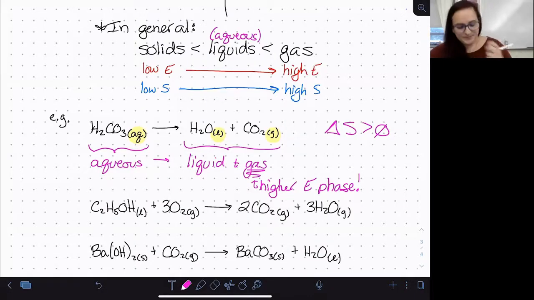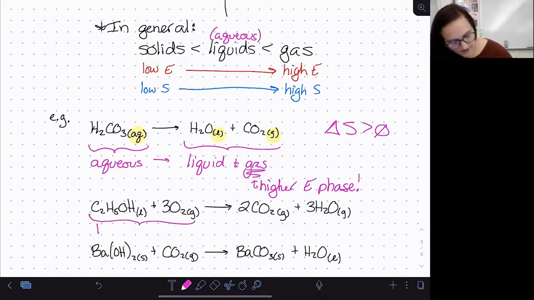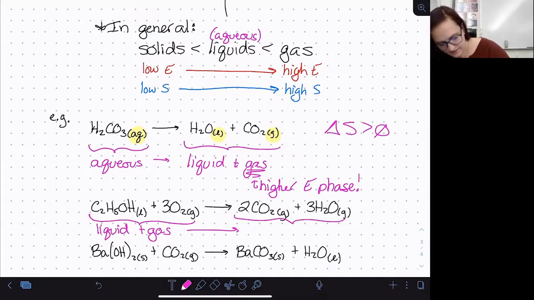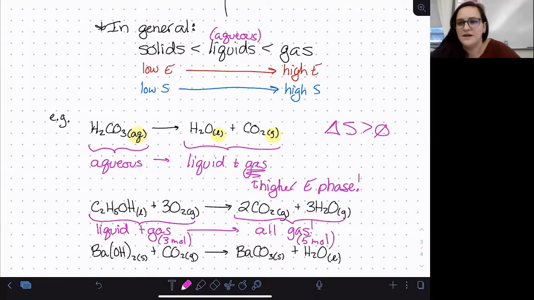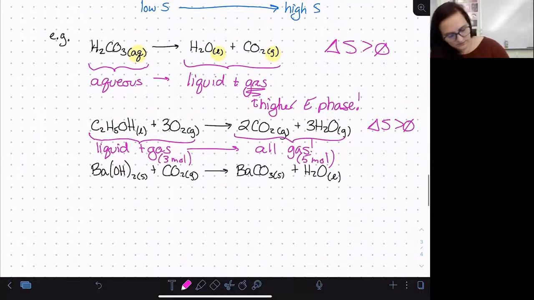So for the next one, we have a liquid and a gas on the left side, and we have all gas on the product side. Specifically, we have 3 moles of gas on the left and 5 moles of gas on the right. So we've gone from having some of our stuff trapped in a liquid phase that is lower in energy, along with some gas, to producing more moles of gas ultimately. So that change in phase from some liquid with some gas to all gas is going to give us a large increase in entropy as well.